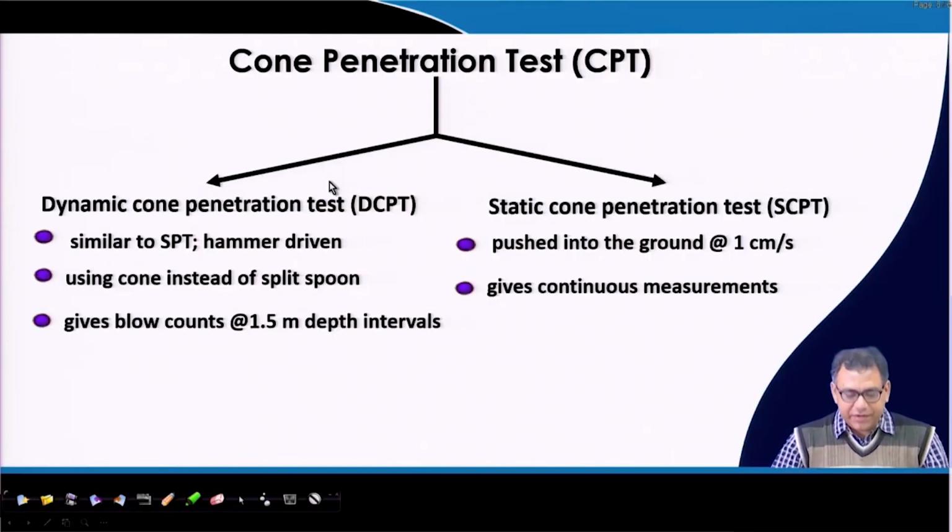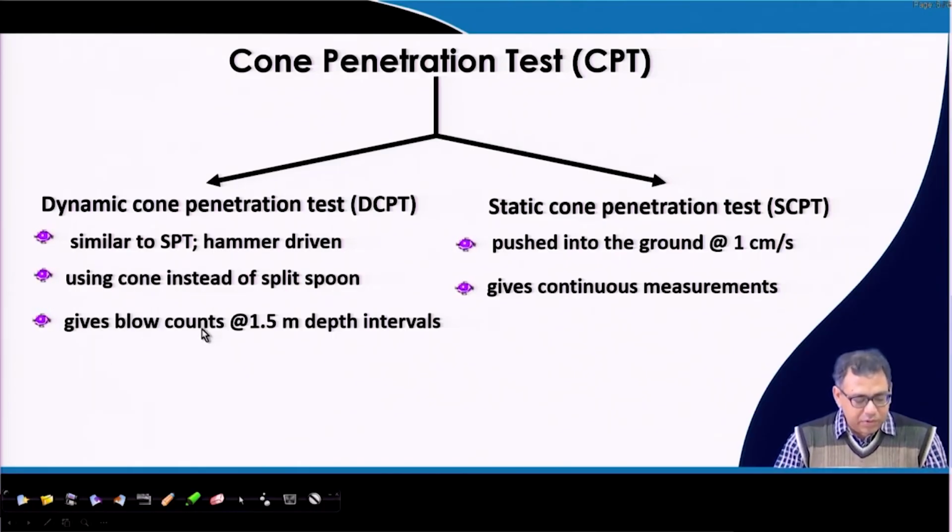Next, I will go for the cone penetration test. Previously, the standard penetration test, and now the cone penetration test. It has two types: one is the dynamic cone penetration test, another is the static cone penetration test. The dynamic cone penetration test is similar to SPT. It is also hammer driven and uses a cone, but the difference from SPT is that in SPT we use the split spoon sampler, but here we use the cone. So, in SPT we can collect the soil sample, but here we cannot.